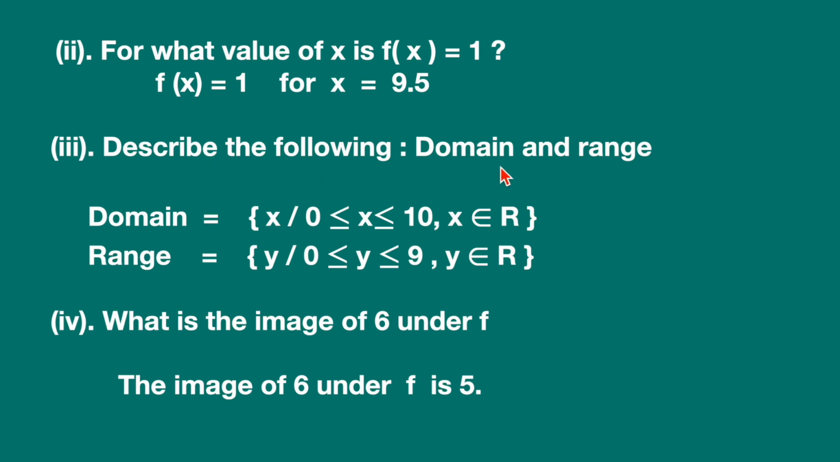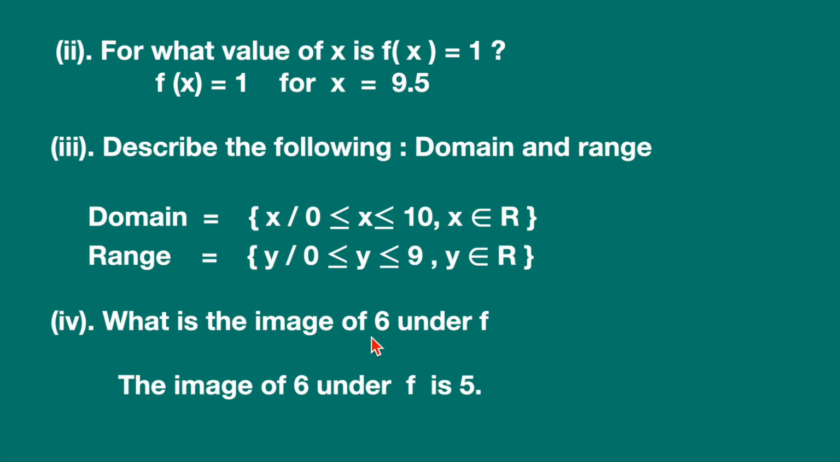Describe the following domain and range. So here domain is the x-axis, that is, you know, it is a set of real numbers, and here the values of x are between 0 and 10, including 0 and 10. So we will write it like this. And all these values of x are real numbers. Range is the y-axis, and the value of y is up to 9. It can be equal to 9 also. So 0 is less than or equal to y is less than or equal to 9. y belongs to real numbers. These are all real numbers.